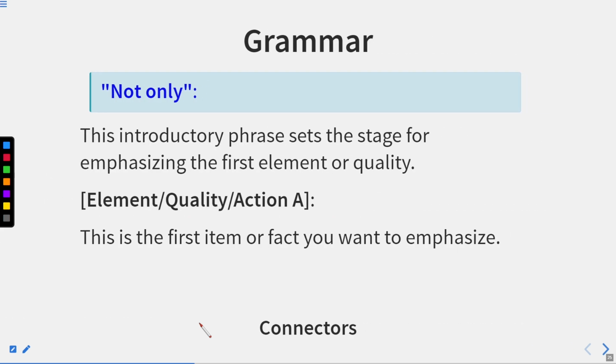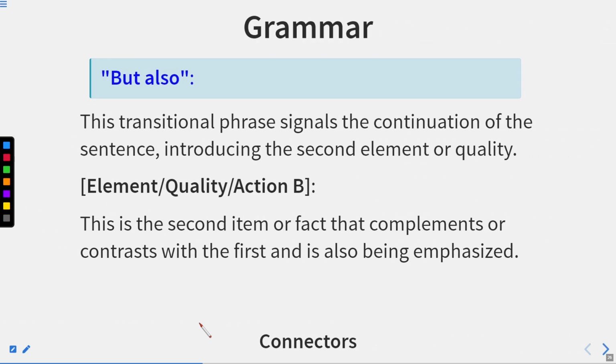Now, not only, this introductory phrase, sets the stage for emphasizing the first element, quality or action A. This is the first term or fact you want to emphasize. After that, we have but also. This transitional phrase signals the continuation of the sentence, introducing the second element, quality, or action B. This is the second item or fact that complements or contrasts with the first and is also being emphasized.